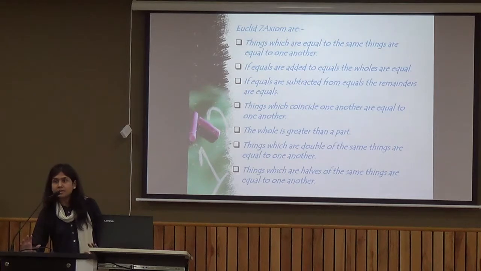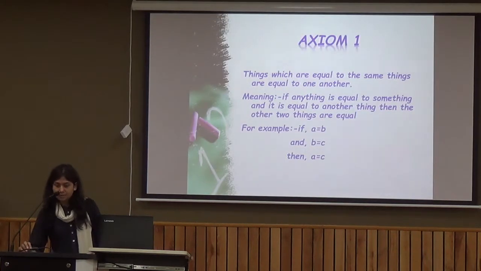Now let us understand these axioms in detail. First axiom: things which are equal to the same things are equal to one another. For example, if you take two values A and B, and suppose A is equal to B and B is equal to C, then A is also equal to C. This property is called the transitivity property in mathematics, which you will be learning in higher classes.